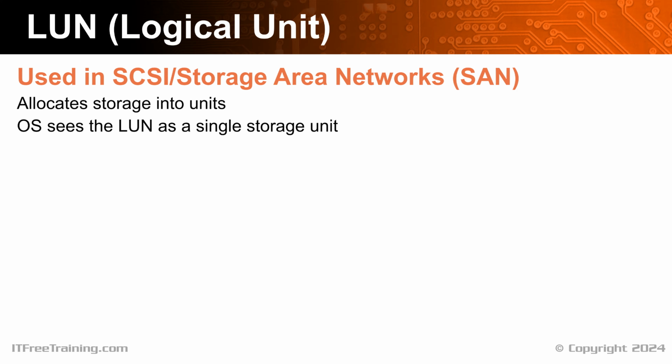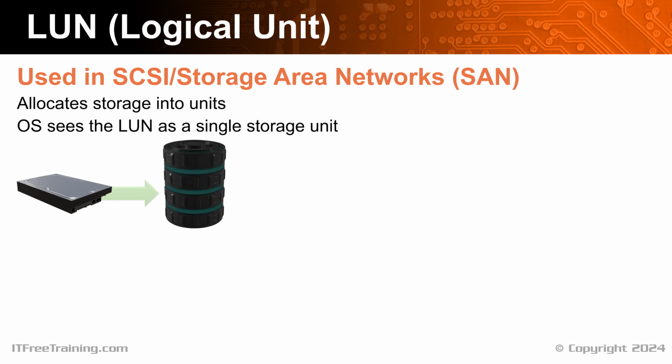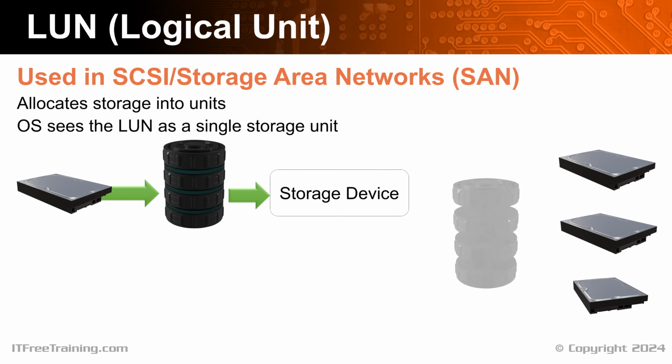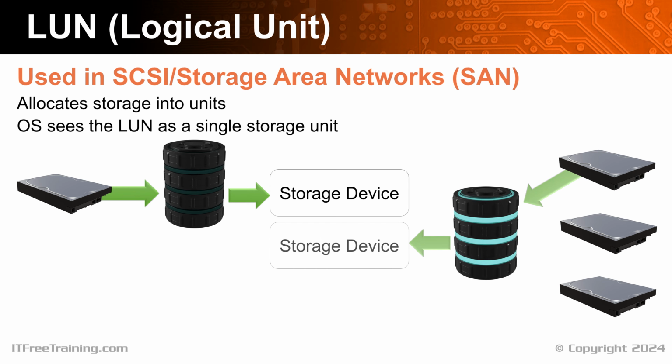Let's consider some examples. In the simplest case, a single hard disk will be allocated to a single LUN. When a LUN is created, the operating system will see this as a single storage device. However, you can also have multiple storage devices combined together to form a single LUN. As before, this will be seen by the operating system as a single storage device. As you can see, a single LUN can be multiple storage devices combined together. It is also possible that the LUN may be spread over multiple enclosures.